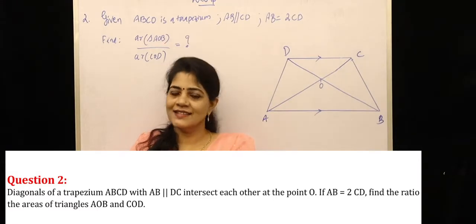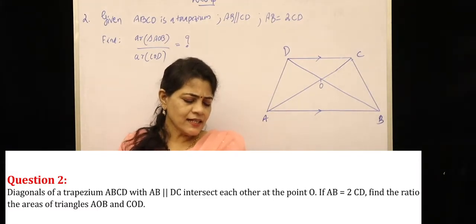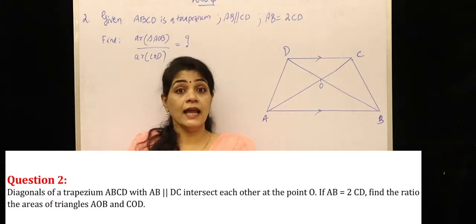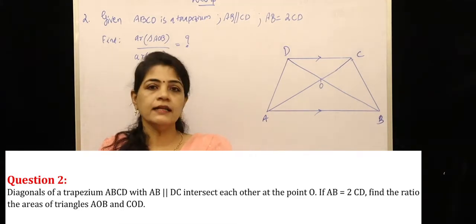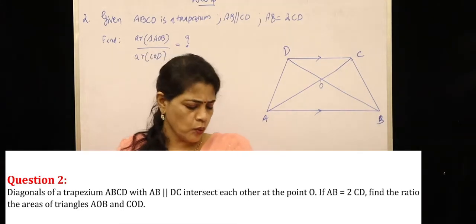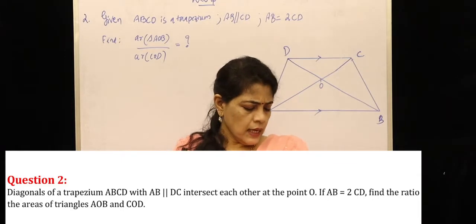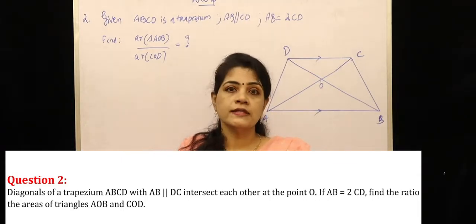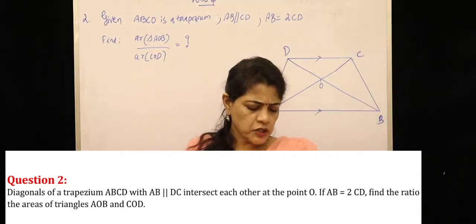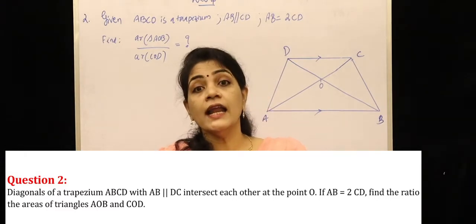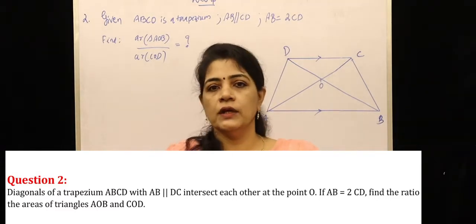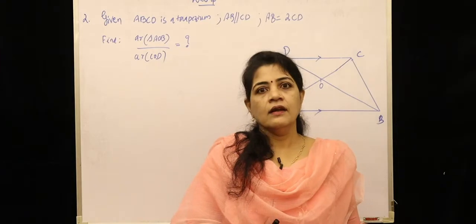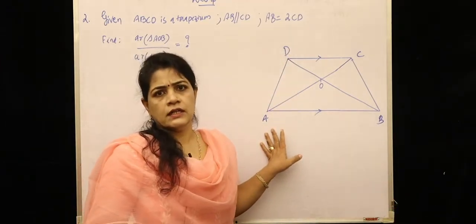Now we are solving the second question. Diagonals of a trapezium ABCD, AB parallel to CD, intersect each other at the point O. If AB equal to 2CD, find the ratio of areas of triangle AOB and COD. That is the question. It's a very simple question, children.